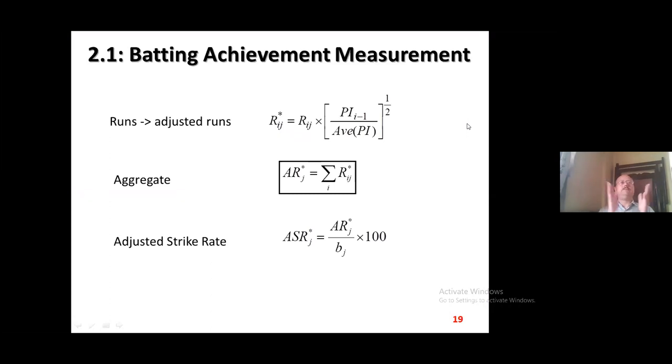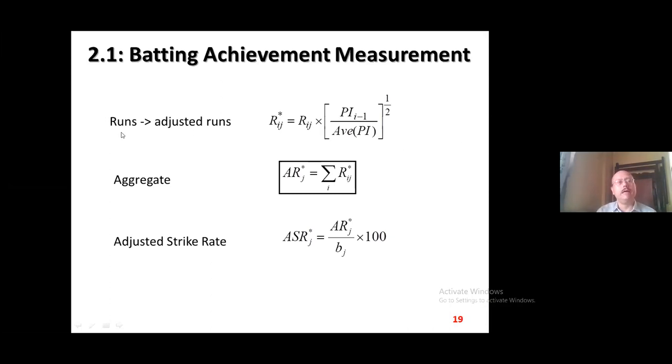So our next agenda item was how to measure batting performance or batting achievement. For that, we need not only how many runs are scored in how many balls by a batsman, but we also need to quantify the importance of those runs in the context of the match. So scoring runs, just the number, does not tell you the whole story. You all know this. It depends on the situation of the match.